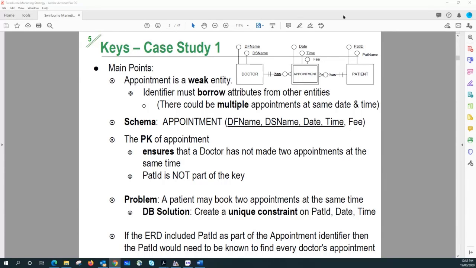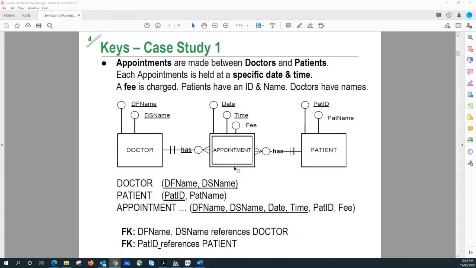Okay. So what is happening here is, now you remember, I'll go back to this. We have a scenario. Doctors are making appointments with the patients, right? So it says the doctors have their own IDs and names, and the patients have their IDs and names.